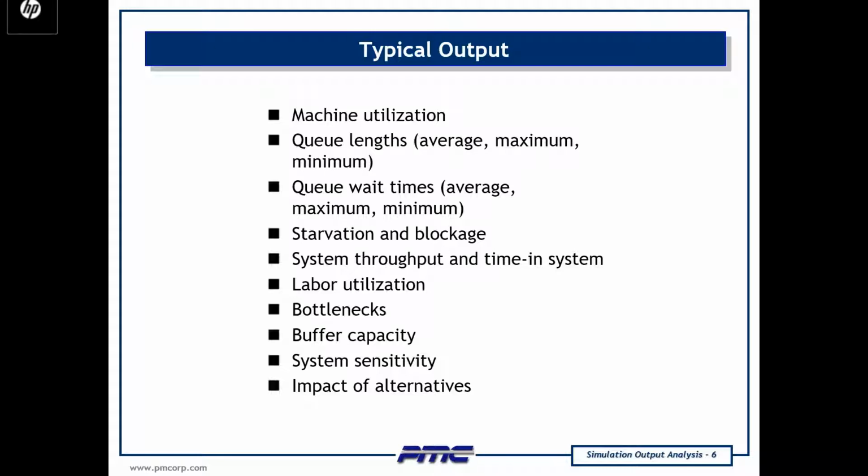System sensitivity. If I change one thing, like the reliability or a faster cycle time on a machine, or one extra worker, or a bigger forklift that can carry more per load, if I make one change, do all of these outputs change a little or a lot? That can help tell me whether doing something expensive, like buying a second machine, will repay itself or not. And similarly, the impact of alternatives.